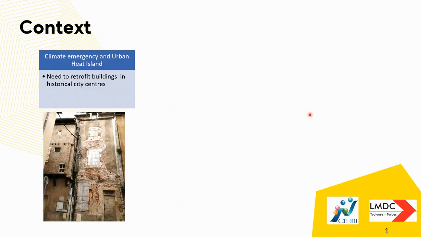To give a little context, we are currently facing a climate emergency that requires us to enhance the energy efficiency of buildings. At the same time, cities are subject to the urban heat island phenomenon. And historical city centers are specifically vulnerable to this phenomenon due to their morphological complexity and high mineral content. One of the levers for reducing the urban heat island is to retrofit buildings.